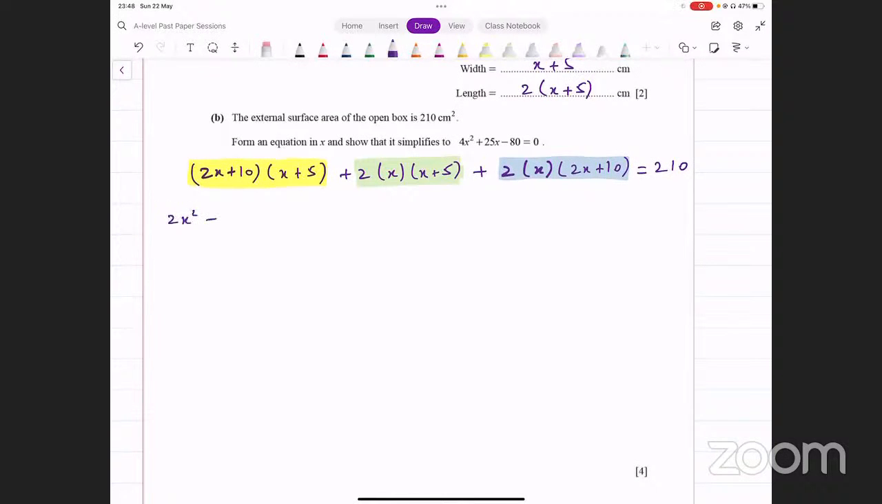What do we get? We get 2x square plus 10x plus 10x plus 50 plus 2x square plus 2x into 5, which is 10x, plus 2x into 2x, that is 4x square, plus 2x into 10, that is 20 times x, that equals 210. Let's simplify everything on the left side. X square वाले terms कौन सी हैं? X square, 2x square, that's total 8x square on the left side. 10, 10, 20, 20, and 10, 30, 30, and 20, that is 50. So we've got 50x.